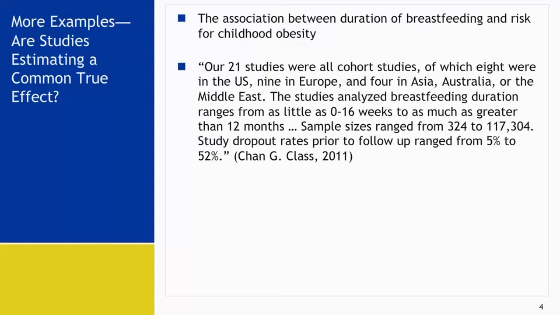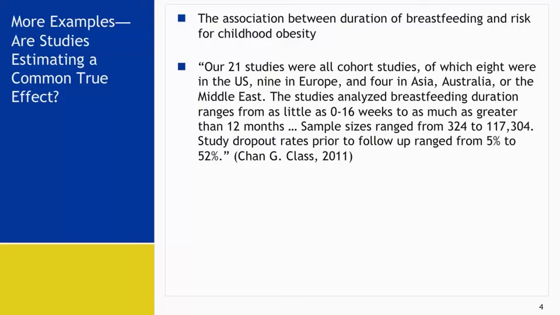This study looked at the association between the duration of breastfeeding and the risk of childhood obesity. So the hypothesis is that the duration is associated with childhood overweight. And here is what the review group found. Our 21 studies were all cohort studies, of which 8 were in the US, 9 in Europe, and 4 in Asia, Australia, or the Middle East. The breastfeeding durations analyzed range from as little as 0 to 16 weeks to as much as greater than 12 months. The sample sizes range from a little over 300 to over 117,000. And the study dropout rates prior to follow-up range from 5% to 52%.